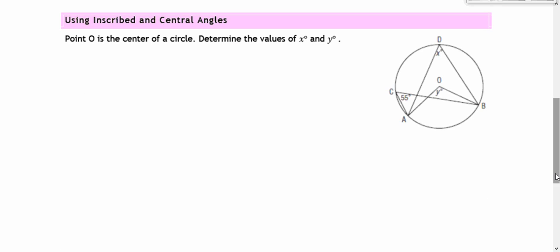Using inscribed and central angles, like I said, it is easiest just to jump in. These are going to be kind of more logic-based questions, so just follow along slowly. Point O is the center of a circle. Determine the values of angle X and angle Y. So if we look, we see that angle D and angle C are inscribed.